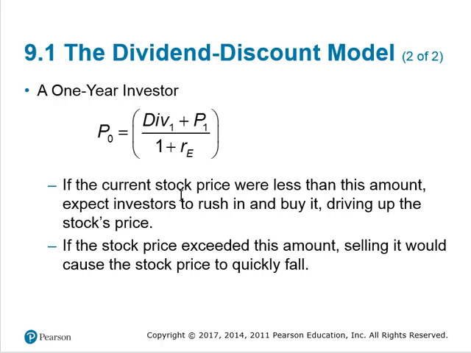So if the current stock price were less than this amount, we would expect investors to want to buy it, right? This is what the value is. If the actual price was less, people would want to buy it. And of course, if the price was more, people would want to sell the stock. Again, we're assuming that the value we place on it, the P0 here, is correct. We have information, and we're using that information to come up with this particular price or value.